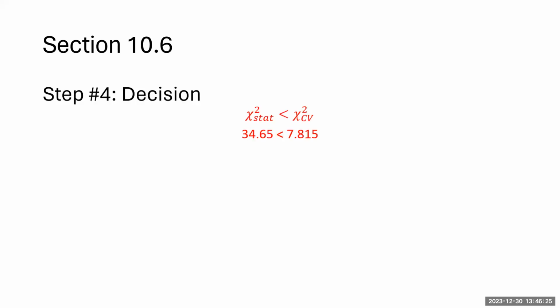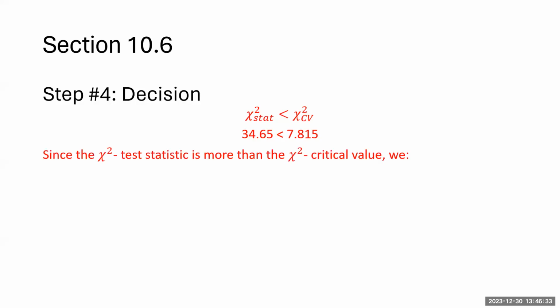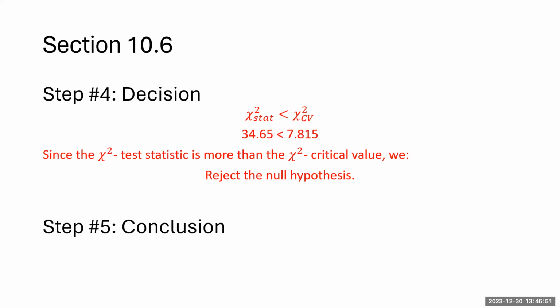Step 4 is the decision. So what we need to see here is, is the statistic less than the critical value? No, that inequality should be the other way. My goodness. So the chi-square test statistic is more than the critical value. Sorry about that. Make that correction there. Make sure folks are paying attention here. So 34.65 is more than 7.815, so we reject the null hypothesis. That's what we want. We want to be in that rejection region. So that's the good news. We get to reject the null here.